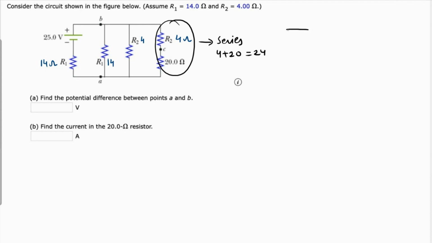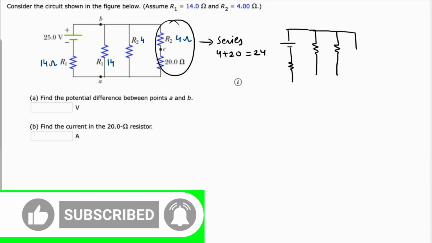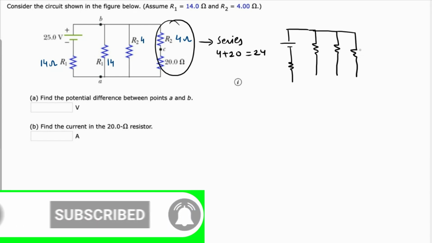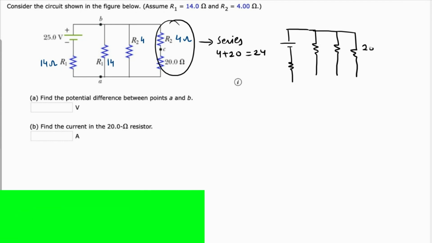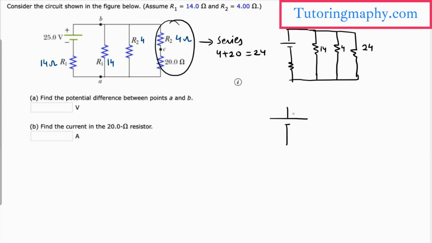And then the equivalent circuit is going to look like this. Right, 1, 2, and 3. So this is 24. This is 4 and this is 14. So this 4, 14, and 24 are all in parallel, right? It means that we can replace it with another equivalent resistance. Let's call it R. This is already 14 and this is 25.